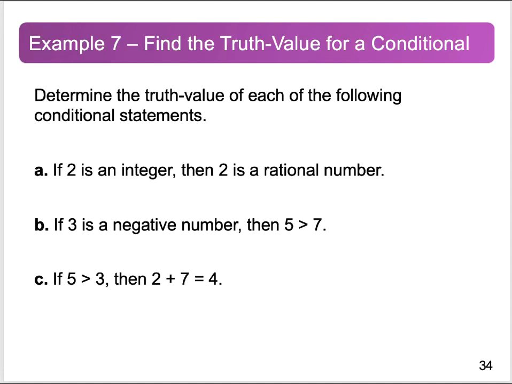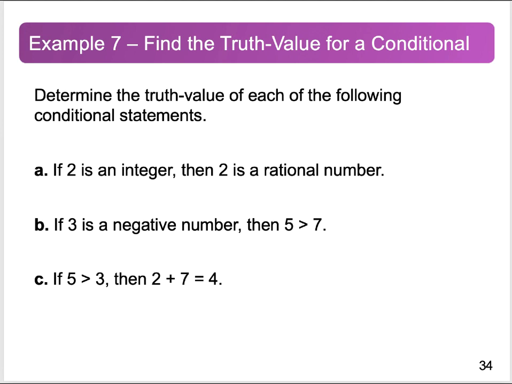We can look at some examples to determine the truth value. If 2 is an integer, then 2 is a rational number. Well, first look, is 2 an integer? Yes, it is. Is 2 a rational number? Yes, it is. So a true implies true statement is true. If 3 is a negative number, then 5 is greater than 7. Well, 3 is not negative, so that's false. 5 is not greater than 7, so that's false. But overall, this is a true statement. Nothing here was done incorrectly because 3 wasn't a negative number. We didn't talk about what happens if 3 was not a negative number.